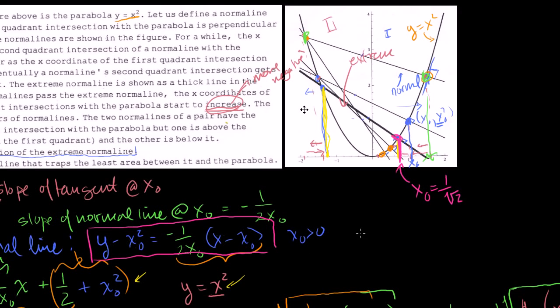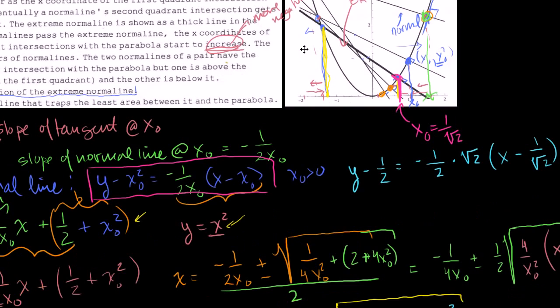So what do I get? I get, and this is the home stretch, and this is quite a beast of a problem, y minus x naught squared. X naught squared is 1 half, right? 1 over square root of 2 squared is 1 half, is equal to minus 1 over 2x naught. So let's be careful here. So minus 1 half times 1 over x naught. 1 over x naught is the square root of 2, right? All of that times x minus x naught. So that's 1 over the square root of 2. X naught is 1 over square root of 2. So let's simplify this a little bit.